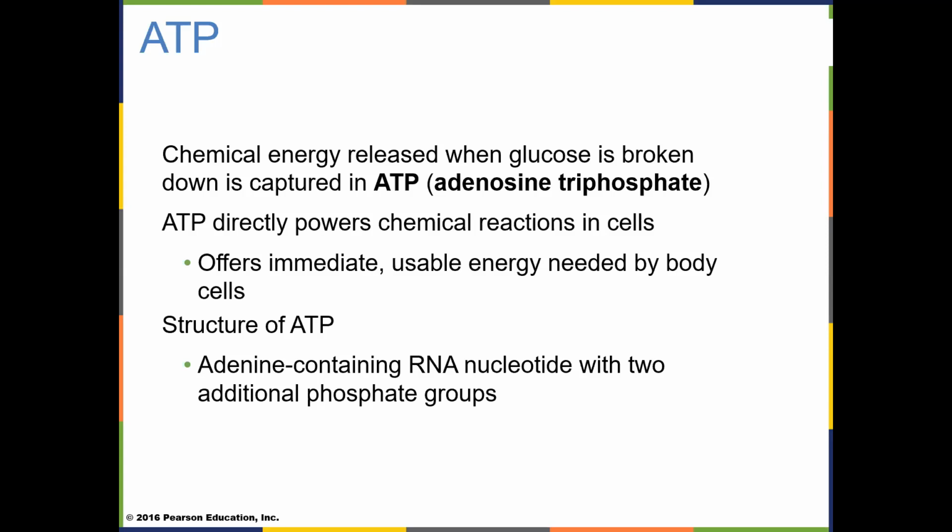We just can't have raw energy from glucose bouncing around. We have to put it somewhere. So we store it in the ATP molecule. The ATP molecule has a sugar, a phosphate, and a base. The base is adenine, and it's a 5-carbon sugar, and it has not 1 phosphate, but 3 phosphates attached to it. That's why we call it adenosine triphosphate.